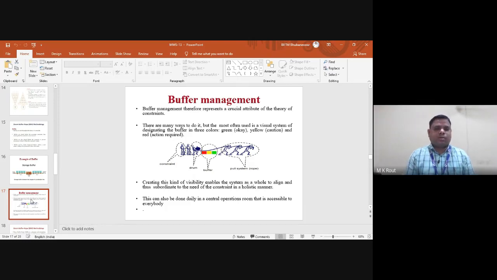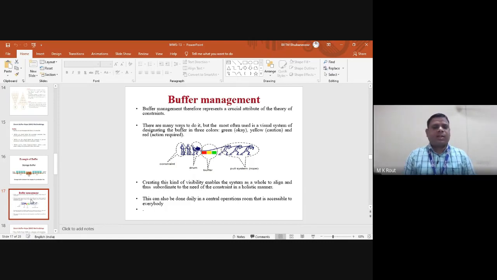So here, creating this kind of visibility enables the system as a whole to align, and thus the subordinates need to follow the constraint in a holistic manner. This can also be done easily in a central operation room accessible to everybody. That is why it is known as the synchronized method. But nowadays, due to the involvement of a huge amount of information technology, all machines, all equipment, all tools can be synchronized with computers. And it is easy to visualize the particular system with the indicator colors.